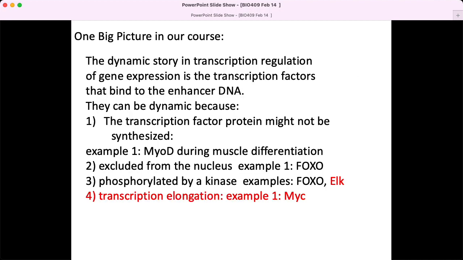We can add that to this list, right? These are transcription factors that we're learning about and how they're switched on and off. One way to regulate MYC is to control how well the RNA polymerase can transcribe it. So that's adjusted. Normally it can't get it done, but when we activate the pathway, it gets a little bit more stable, a little more elongation.